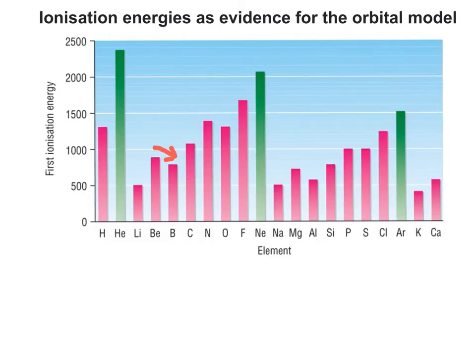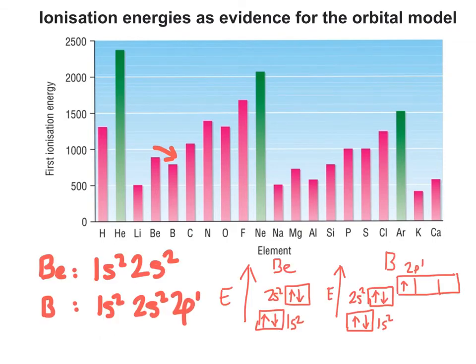So let's now look at the dip from beryllium to boron. If we look at the electron configurations for beryllium and for boron, I've drawn out the box notations. I couldn't find a diagram that had the equivalent for these, so I had to make do with my one. So basically what happens in boron is within the energy level 2, you've got 2s2 and 2p1.